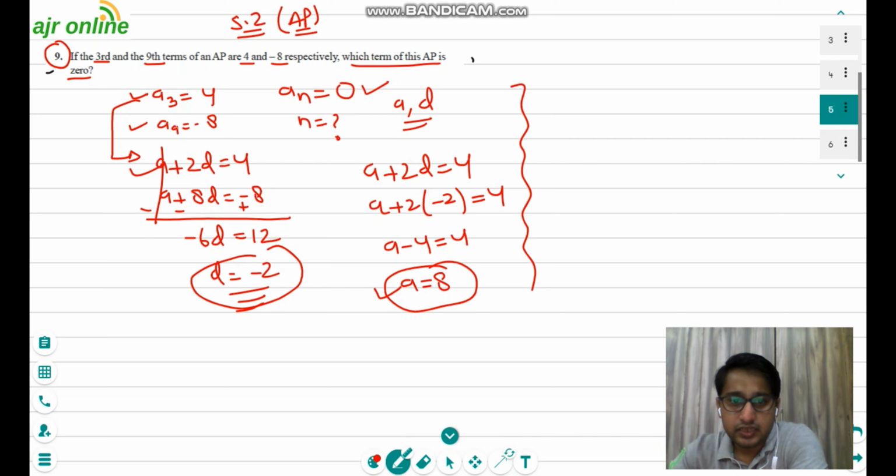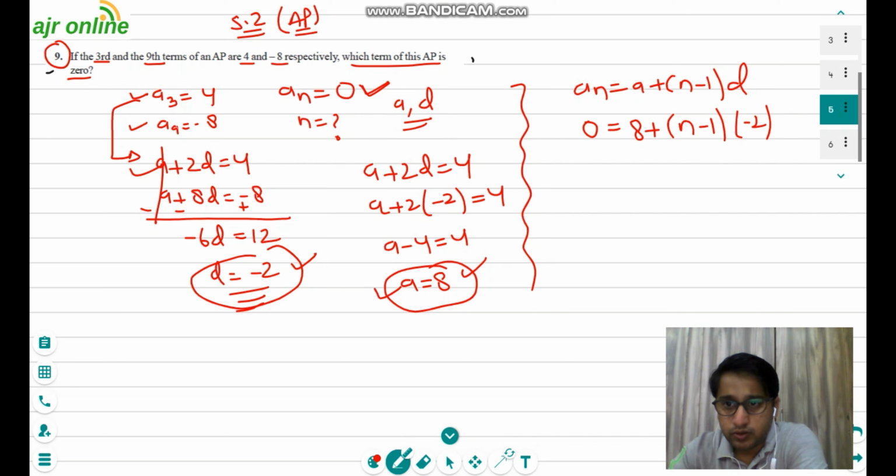Now we have to find that in this AP whose a is 8 and d is minus 2, which term of this AP will be 0. So as we know, we will take an equals to 0, and the formula is an equals to a plus n minus 1 into d. We have taken 0, a is 8, n we have to find out, and d is minus 2. So it will come out to be minus 8 equals to n minus 1 into minus 2, and minus 8 upon minus 2 equals to n minus 1.